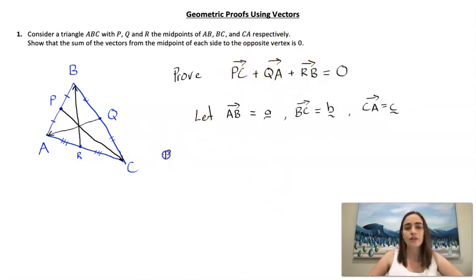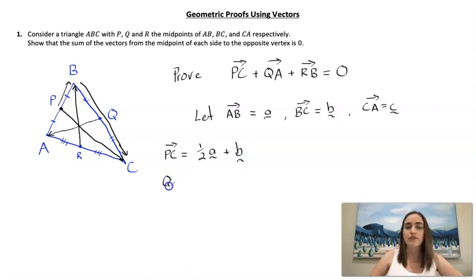So let's start off with PC. We're trying to get from this point here over to this point here. The way we could do that is we could go from P up to B and then down to C. If we were to do that, we would end up with, well, this vector here is a half A, because it's only half the distance of the vector from A to B, so half A, and then we're going to go down along the side BC, so plus the vector B.